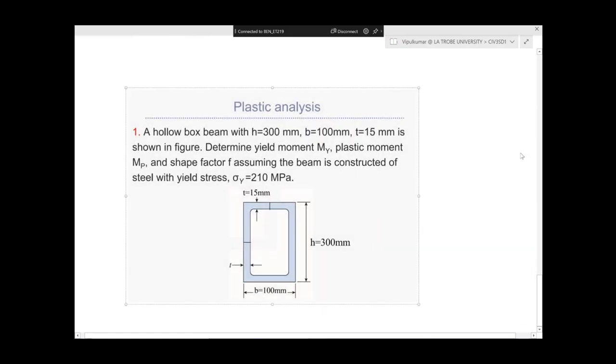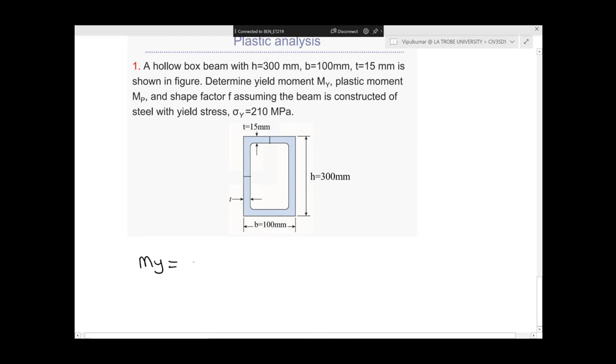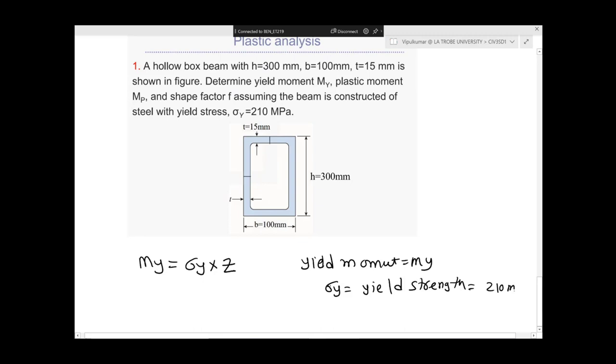All right, the first question is very simple. You have a hollow box beam, with h equal to 300 millimeters, b equal to 100 millimeters, and thickness 15 millimeters throughout. Determine the yield moment, plastic moment, and shape factor, assuming the beam is constructed with a yield strength of 210 megapascals. So they want you to ask for the yield moment. You know the equation for yield moment is sigma y times the elastic section modulus, right? That is your yield moment, My. Sigma y is your yield strength given in the question, which is 210 megapascals, and Z is the elastic section modulus.